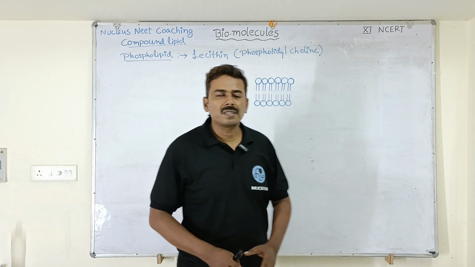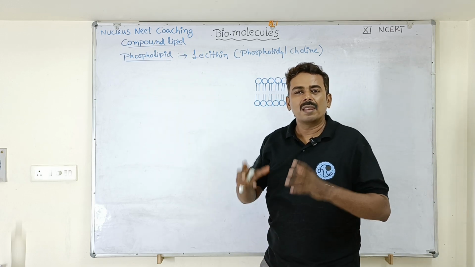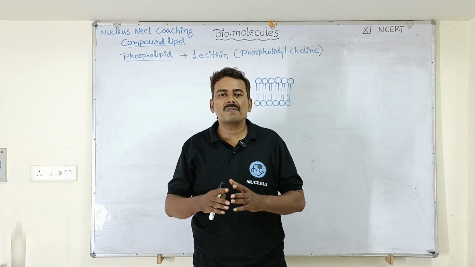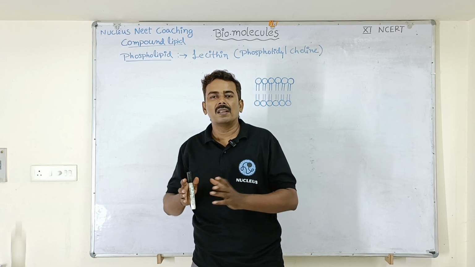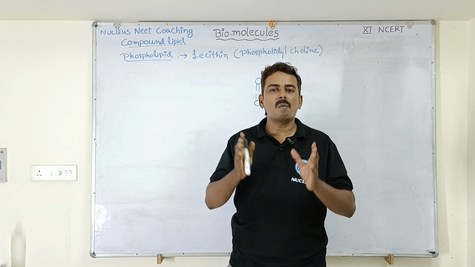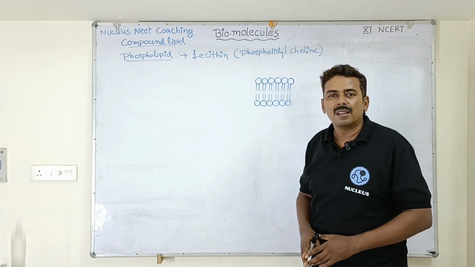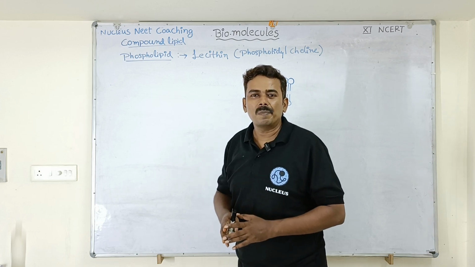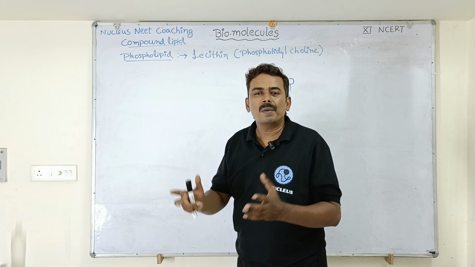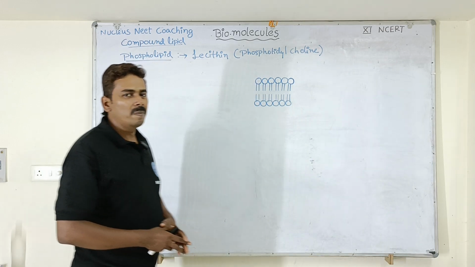Students, now we are going to discuss compound lipid. What is a compound lipid? A lipid molecule, when it is attached with a phosphate group or a carbohydrate or a protein, then we call such lipids compound lipids. Under compound lipids, we are going to discuss phospholipid. From the name itself, you might have realized what a phospholipid is. Obviously, a lipid molecule containing a phosphate group can be called a phospholipid.